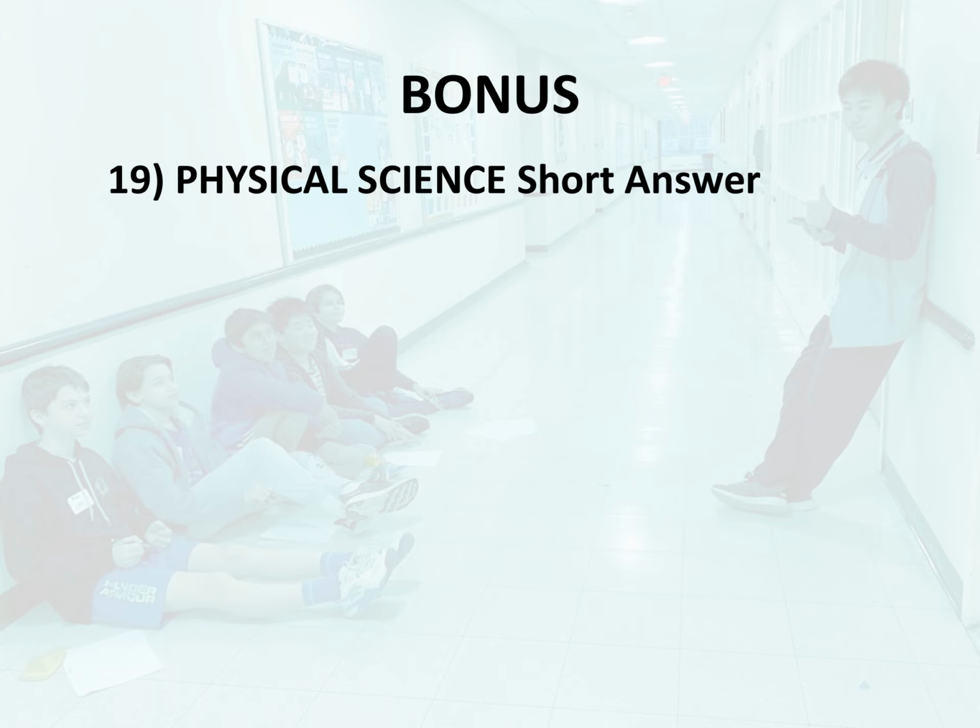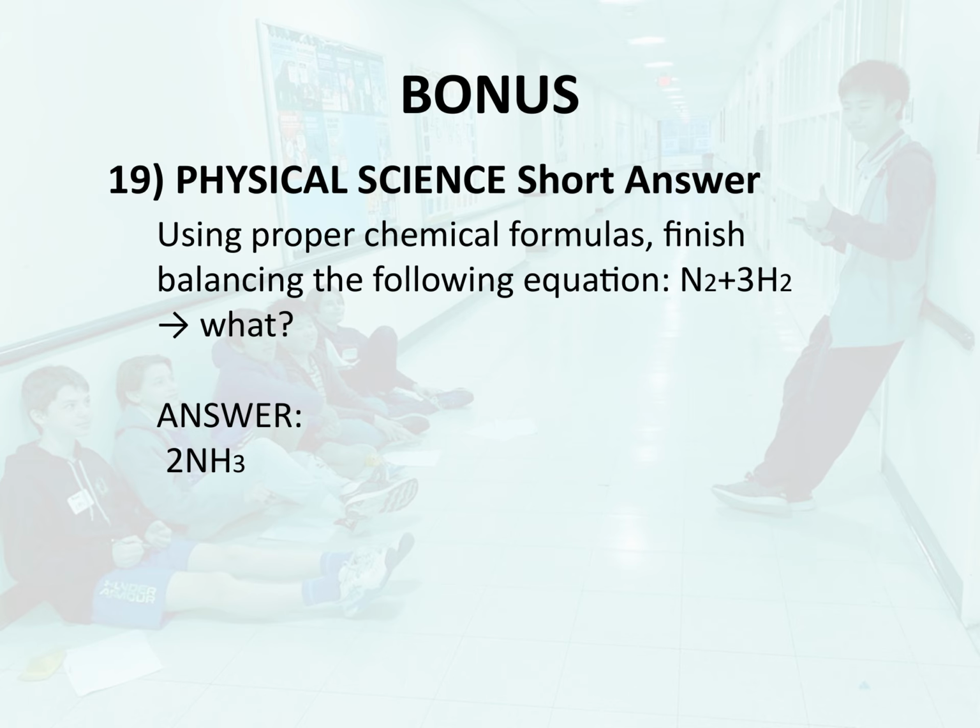Bonus 19. Physical science. Short answer. Using proper chemical formulas, finish balancing the following equation. N2 plus 3H2 produces what? Answer: 2NH3.